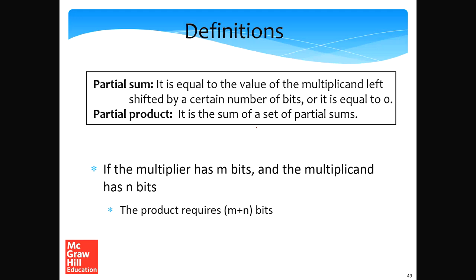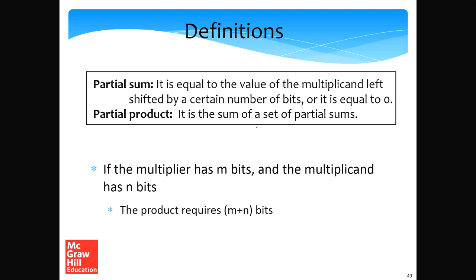So let's now have two quick definitions. A partial sum is equal to the value of the multiplicand left shifted by a certain number of bits, as we just saw, or it is equal to 0, right? And a partial product is essentially a sum of a set of partial sums. The product is definitely the sum of all the partial sums. But a partial product is a sum of a set of partial sums.